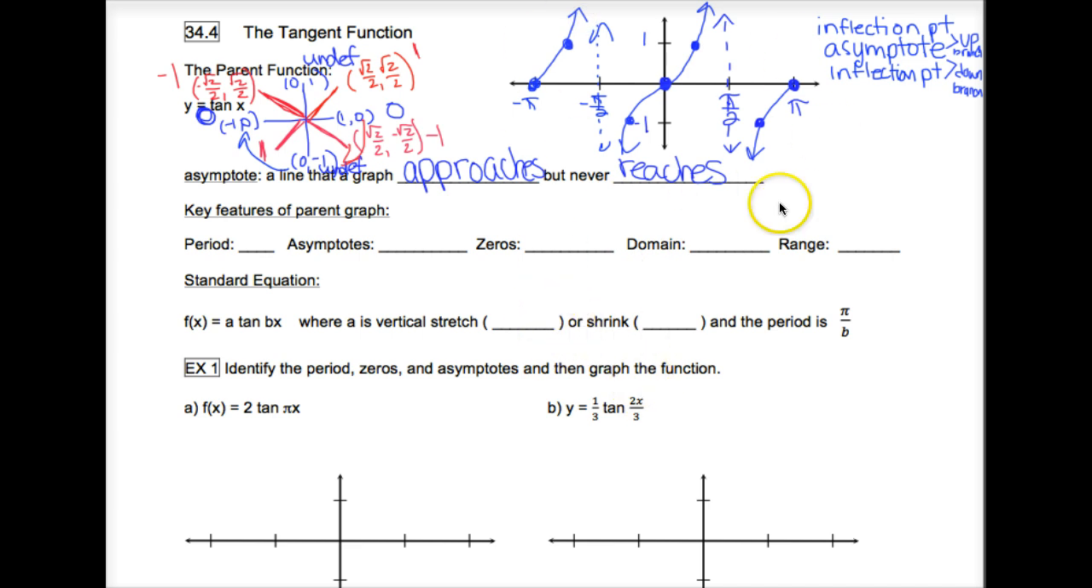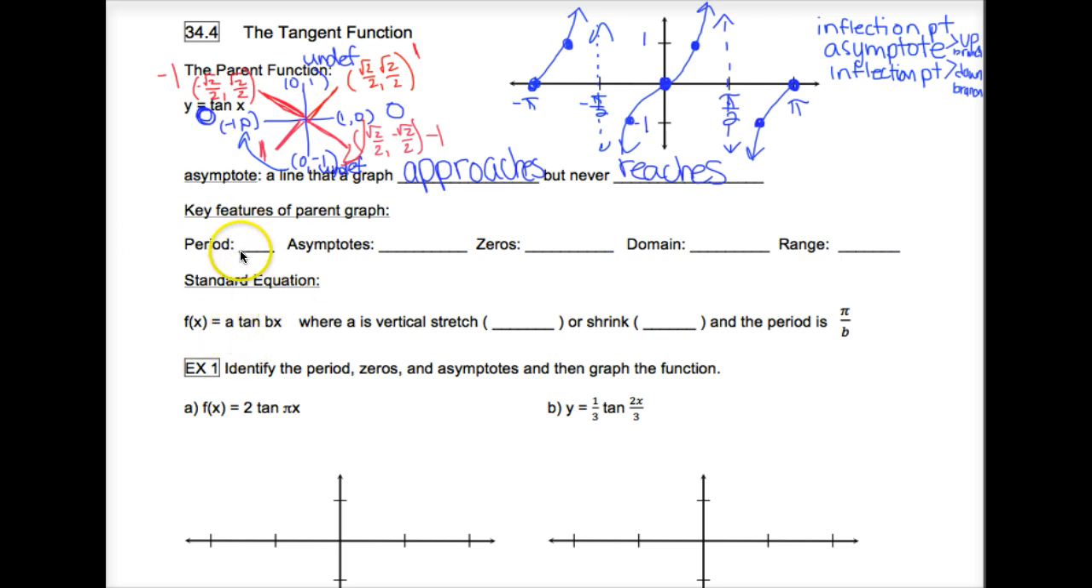And this is our parent function. So you have to know two patterns. You have to plot inflection point, asymptote, inflection point, asymptote, inflection point, asymptote, and so on. And then you have to put in up branch, down branch, up branch, down branch, up branch, down branch. Now, you don't just draw the branches without plotting the points like we did here. So make sure you do that when you graph yourself as well.